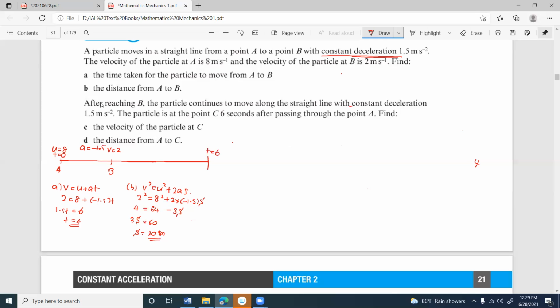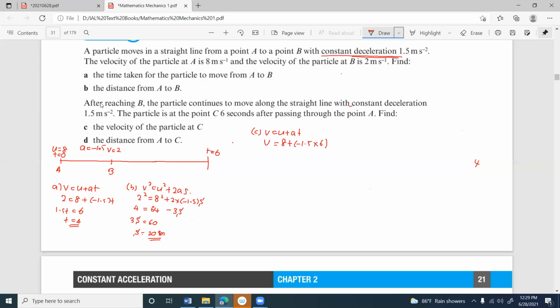Find the velocity at particle C. So you know that it's following the same conditions. Therefore, again, we can apply V equals U plus AT. We need to find the final velocity. U is 8, A is minus 1.5 into time. Time is after 6 seconds, right?